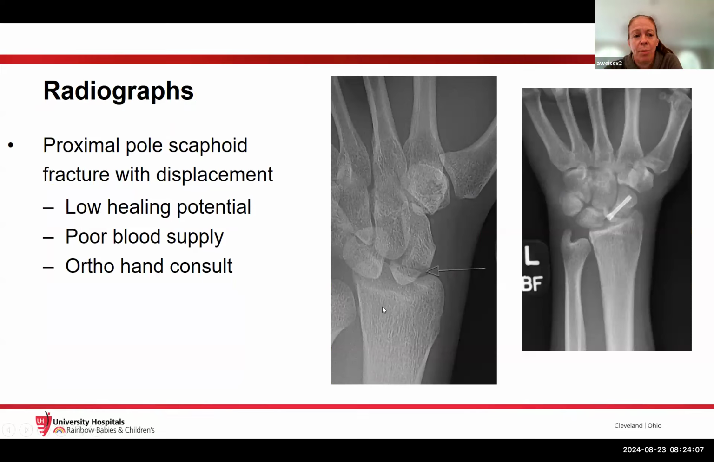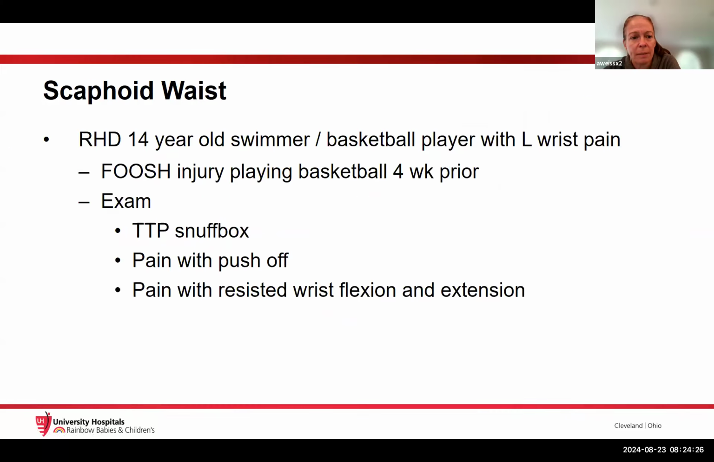So this kid happened to have a proximal pole scaphoid fracture, which you could see on the first set of x-rays. So they went on to get a little screw put in there, this little tiny screw. I think it was pretty easy to get him in within 2 days or so because the orthopedic surgeon took a look at it for us.